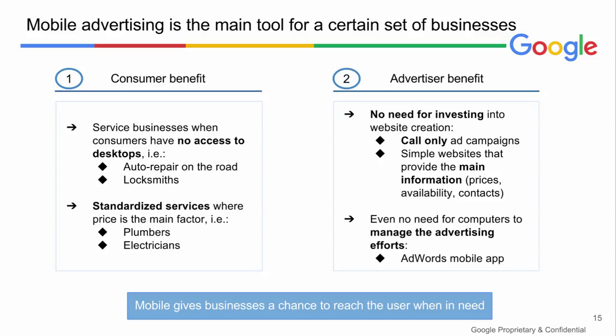Another set of businesses for which mobile is crucial is standardized businesses. When the competition is high and there is less differentiation between provided services, you need to be at the top of the search when customers are looking for you. Mobile could be very helpful for that, as customers do not compare standardized services for a long time period.